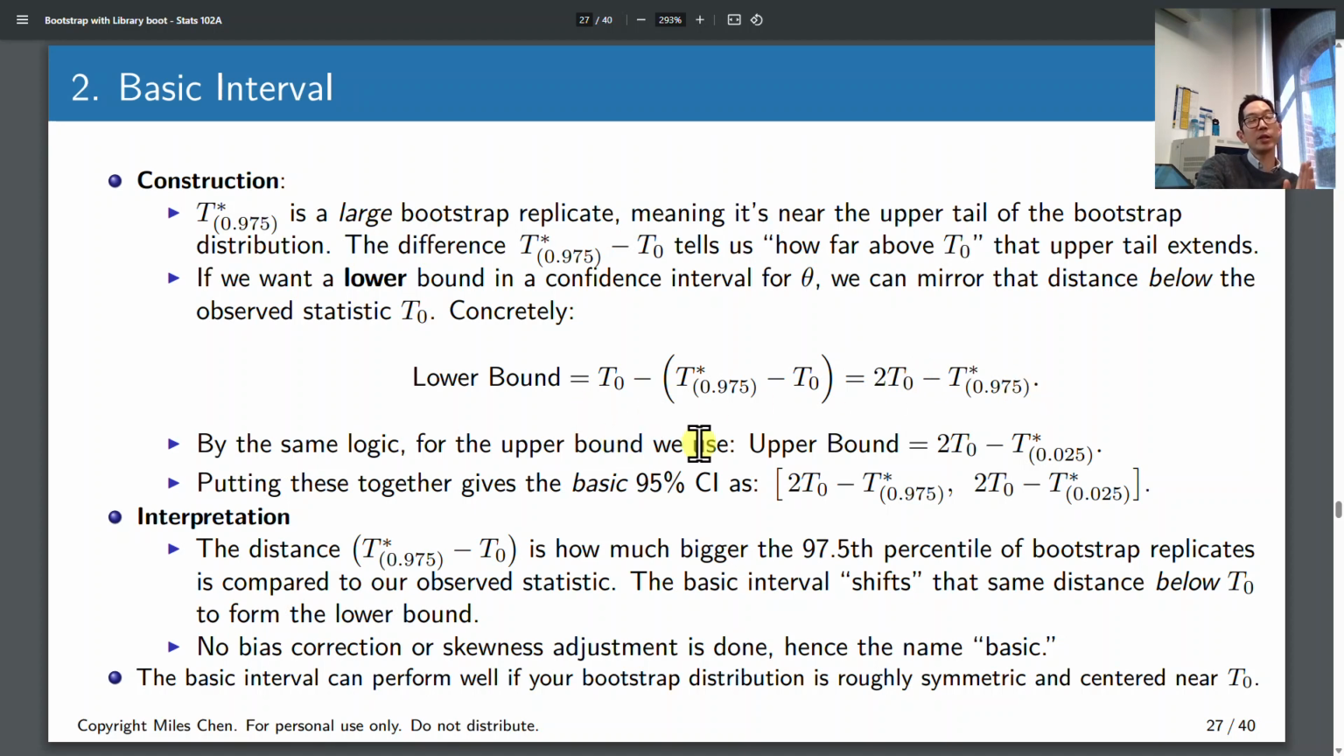And then by the same logic for the upper bound, I say, okay, how far below is my 2.5 percentile from T0? Whatever that distance is, I'm going to form as my upper bound. I flip it around or pivot around my observed value of T0, and that's going to form my upper bound. And so my 95% confidence interval will be basically my lower and my upper bound. Okay? So that's the basic interval.